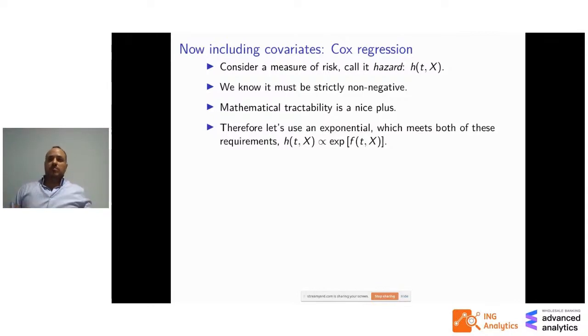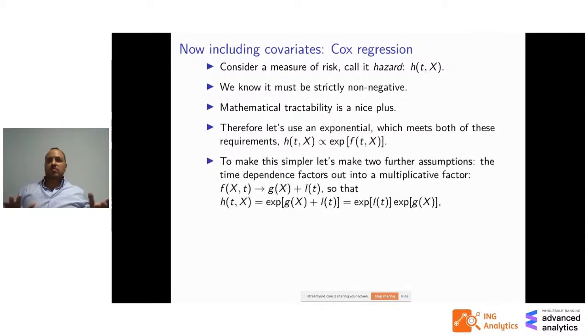Now we're going to make some more assumptions so we can actually come up with a mathematical form of something we can fit. We're going to split the dependence on the covariates and on the time. Inside the exponential, it's additive. At the hazard level, it's actually multiplicative, as you can see here. So the hazard breaks down into a product of a part that depends only on the time and a part that depends only on the covariates.